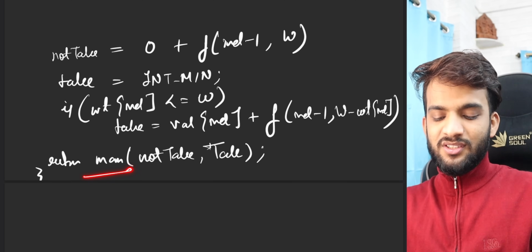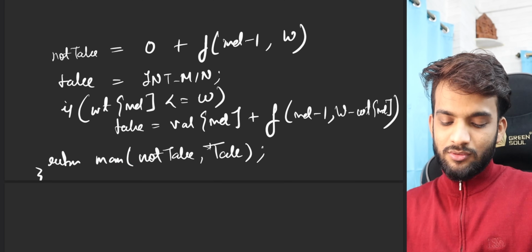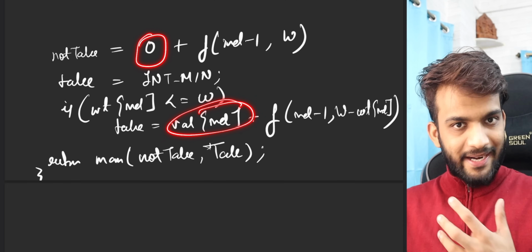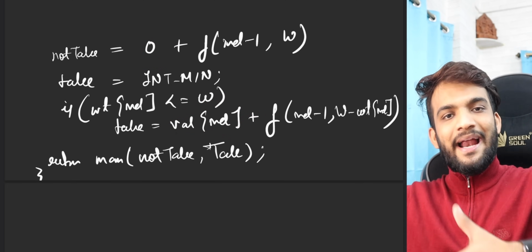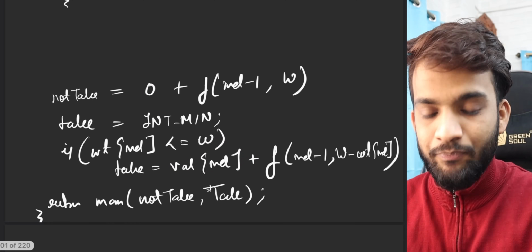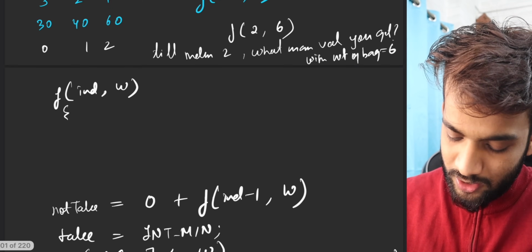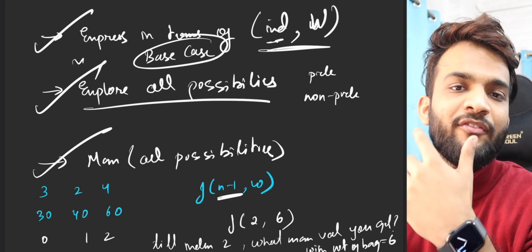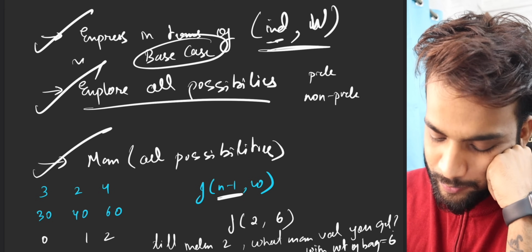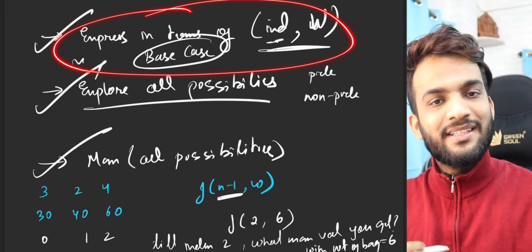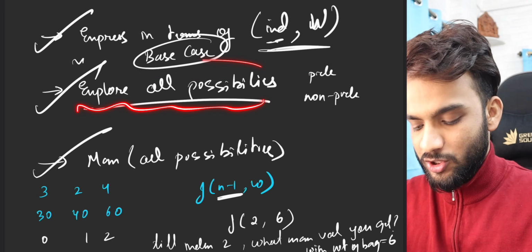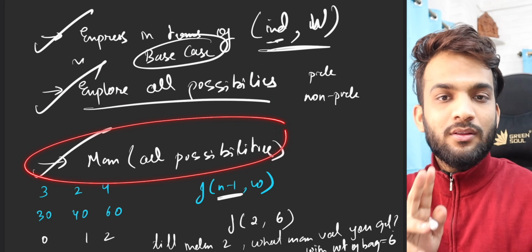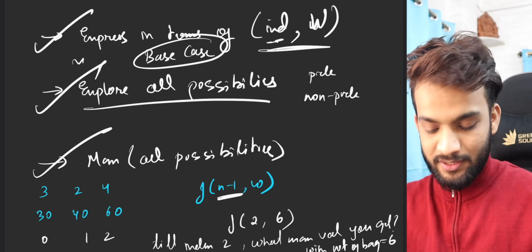You have to find the max. So whenever you're looking for values, add them, generate the values. Keep by adding, generate the values. Okay. So now the question arises: what are the base cases? So we have completed all the three steps of the recursion, which is express them in terms of index and W, explore all possibilities, and take the max of all possibilities, right?